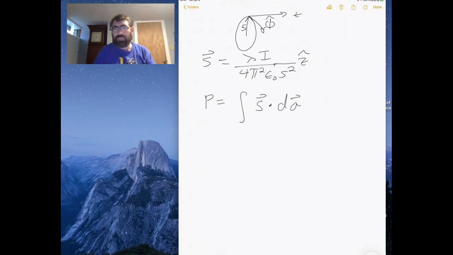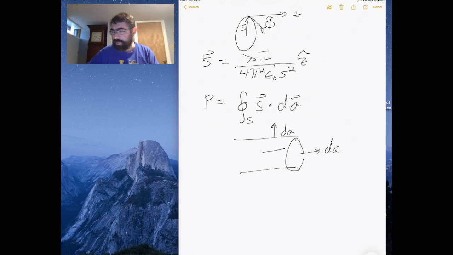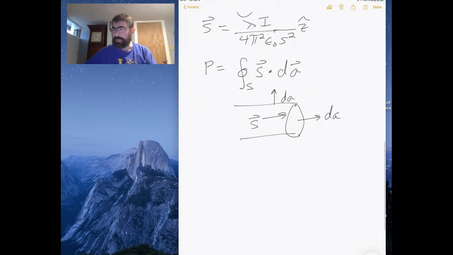Now, in this case, it should be a closed surface. However, the Poynting vector only points in the z direction. So in terms of our cylinder, if we look at the area vectors of our cylinder, then the Poynting vector is only pointing along the z-axis. So we don't have to consider that boundary.